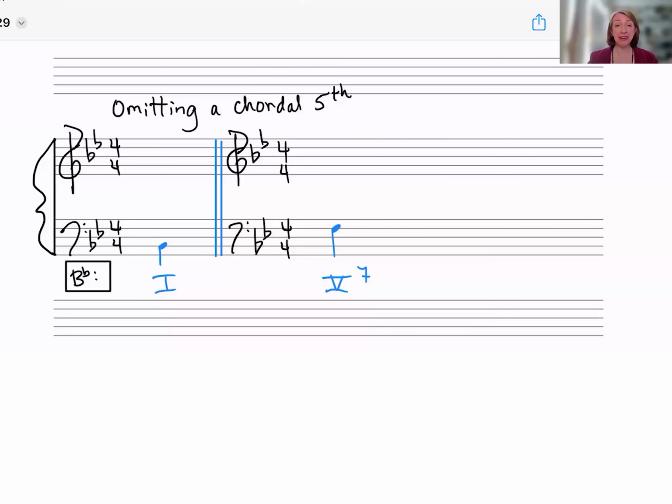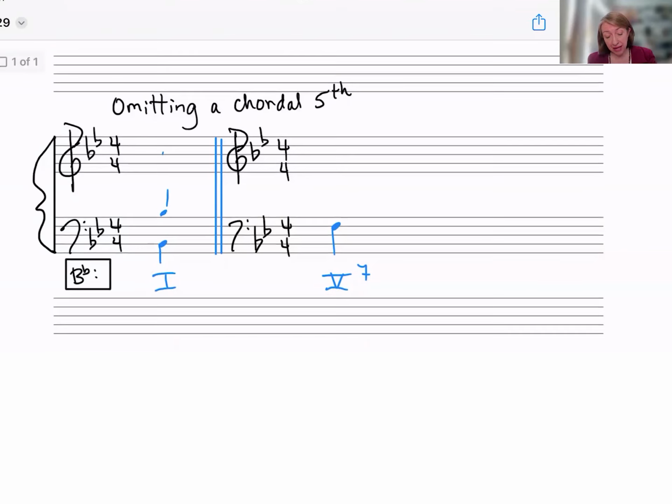Here I'm in the key of B flat major, and I have a simple tonic chord. I can voice this chord with three B flats and one D, and that's a perfectly acceptable voicing of that chord where I have omitted the chordal fifth. In the same key, still in the key of B flat major, I could voice a dominant seventh chord, my 5/7 chord here in root position, and I could voice that chord to omit the chordal fifth. So in this particular instance, I'm going to have the third of the chord, the seventh of the chord, and I'm going to double the root of the chord. And that would be a perfectly acceptable voicing for a dominant seventh chord in root position.